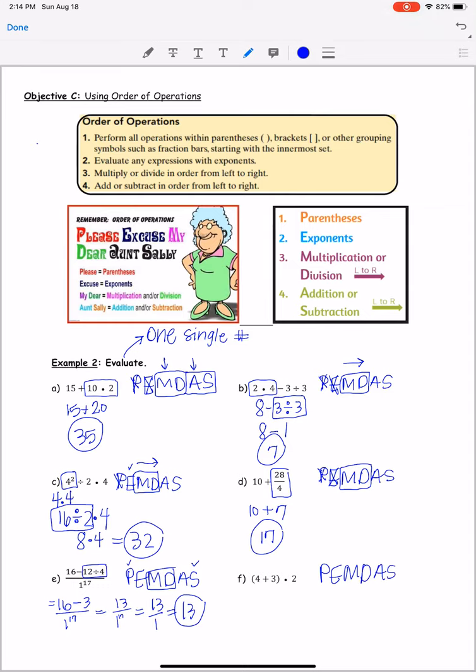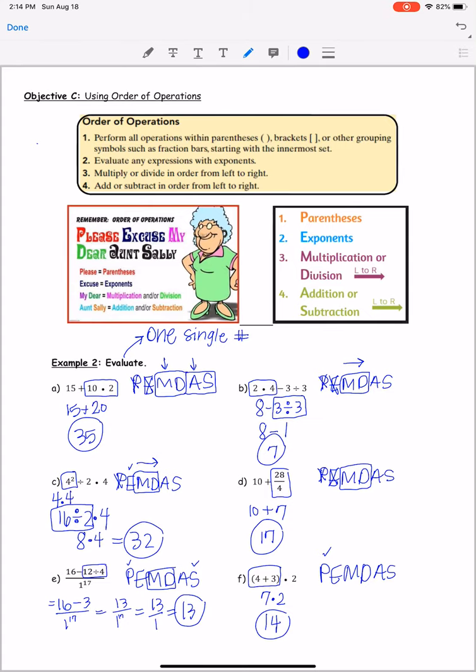Okay, sorry about that. So we've got some parentheses. So in these parentheses here, 4 plus 3 gives me 7. So then bring down your times 2, and now you have one operation left. So 7 times 2 gives me 14.